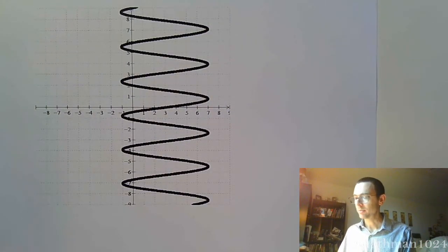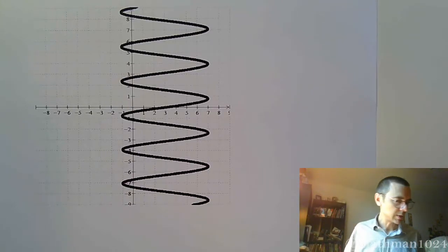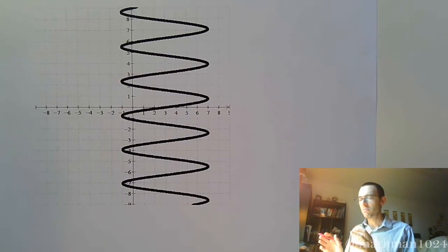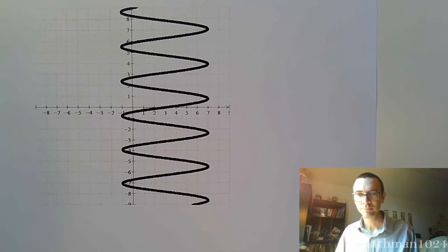Oh, somebody made a mistake here. What is this junk? Maybe, did I print something wrong? All right, what do you think? Function, yes or no?